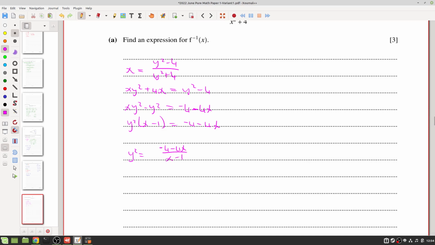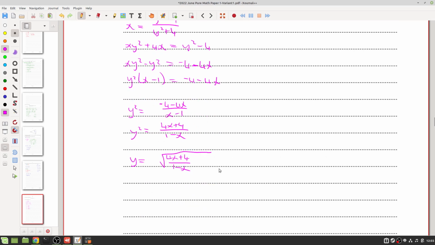And now if you don't like the negative and the minus at the top, you can swap that around by taking the negative from the top to the bottom. So at the top we'll then have 4 plus 4x or 4x plus 4, and at the bottom this will change around to 1 minus x. If you like that more, I do, then that's also fine. And then finally we have to take the square root. So y equals the square root of 4x plus 4 over 1 minus x. If you wanted to, you could also factor out the 4 here and take it a bit further, but this I think is fine.